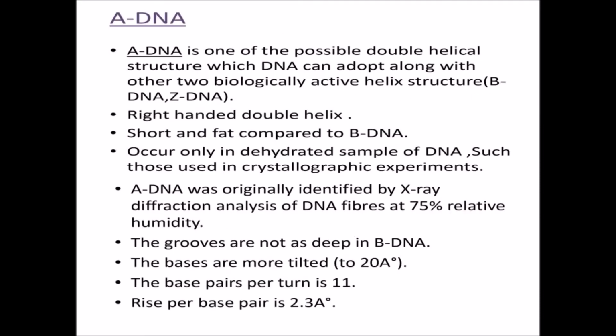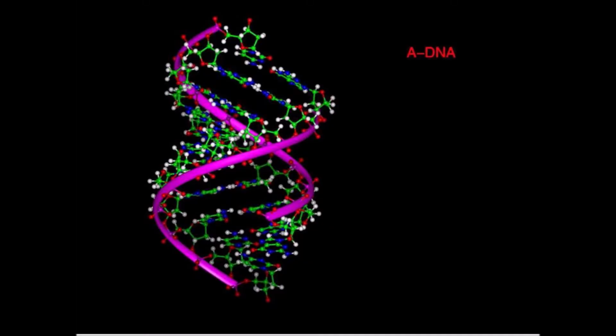It is one of the possible double helical structures which DNA can adopt, along with the other two biologically active helical structures like B and Z DNA. Right-handed, short and fat compared to B-DNA, it occurs only in dehydrated samples of DNA such as those used in crystallographic experiments. A-DNA was originally identified by X-ray diffraction analysis of DNA fibers at 75% relative humidity. The grooves are not as deep as in B-DNA. The bases are more tilted. The base pairs per turn is 11. Rise per base pair is 2.3 angstrom. This is the three-dimensional picture of A-DNA.